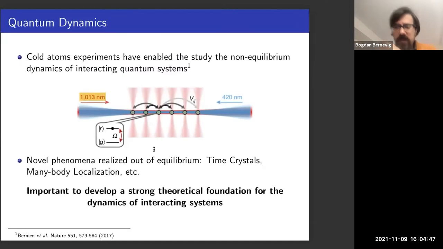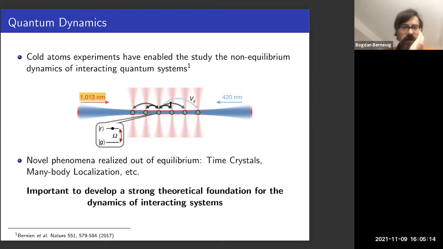So basically, to motivate the talk experimentally, while we didn't really know how to study non-equilibrium dynamics 20 or 30 years ago to the extent of controllability that we do today, cold atoms basically have solved this problem in the sense that they have enabled the study of non-equilibrium dynamics of interacting quantum systems.